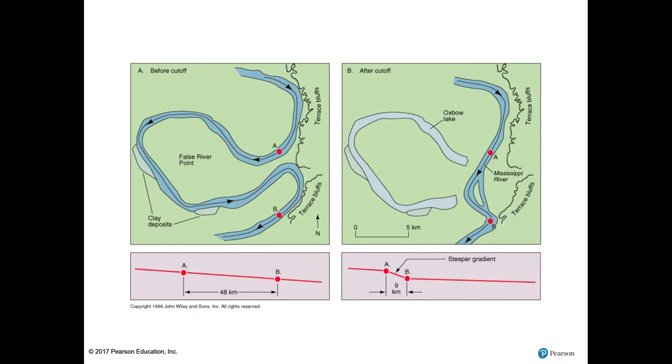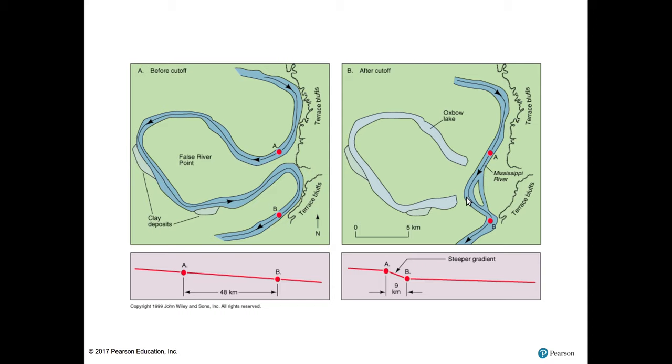So as this process happens, there's going to be this dynamic pattern of very rapid meander migration where the river will move sideways very quickly. That's a function of the speed of the river. And then it'll slow down. So here's the Mississippi River. And if you're going from point A downriver to point B, that would have taken you 48 kilometers. In the 1700s, there was a cutoff. This became an Oxbow Lake. And now, instead of 48 kilometers, going from A to B is only 9 kilometers. So you can see it's much steeper.